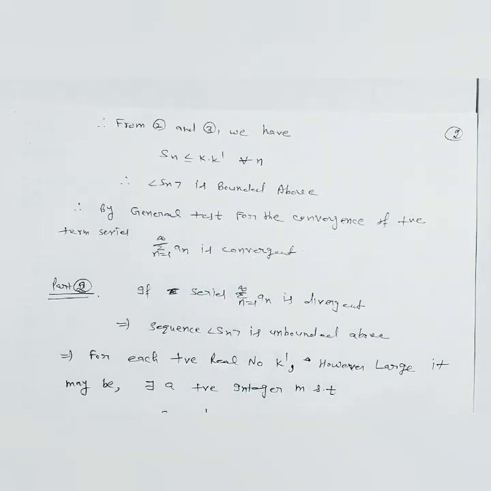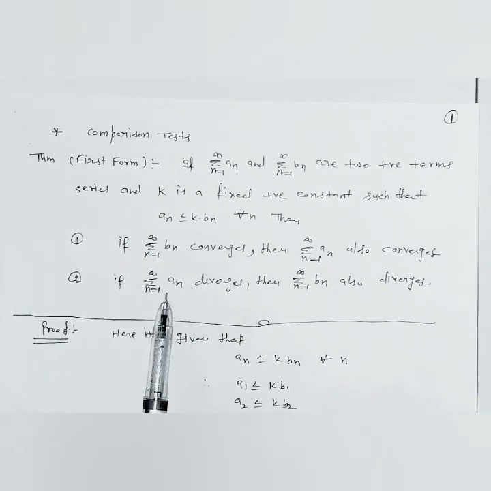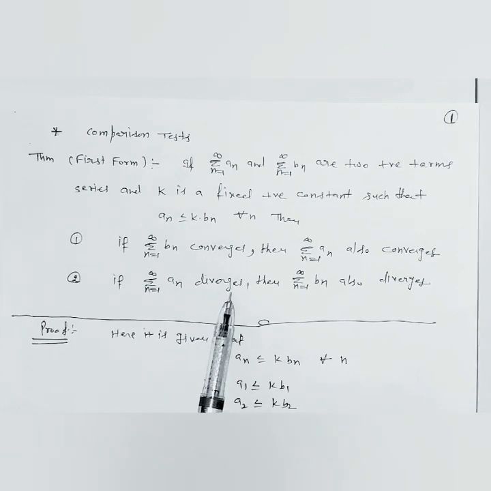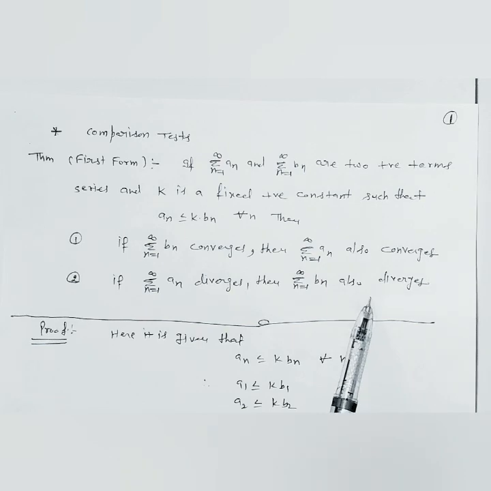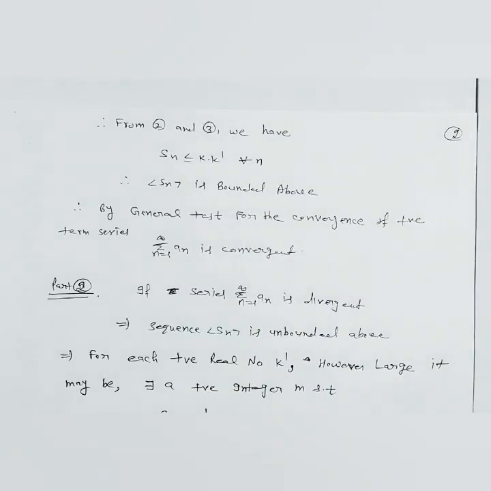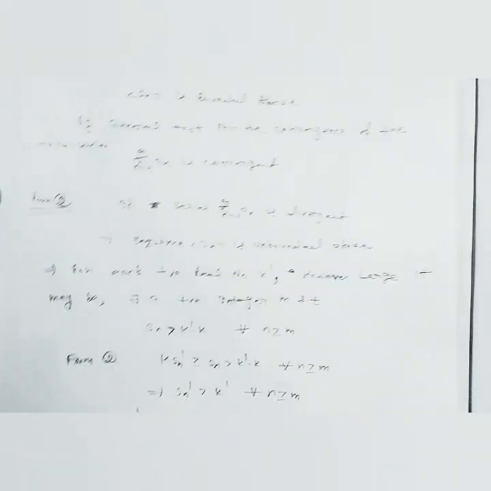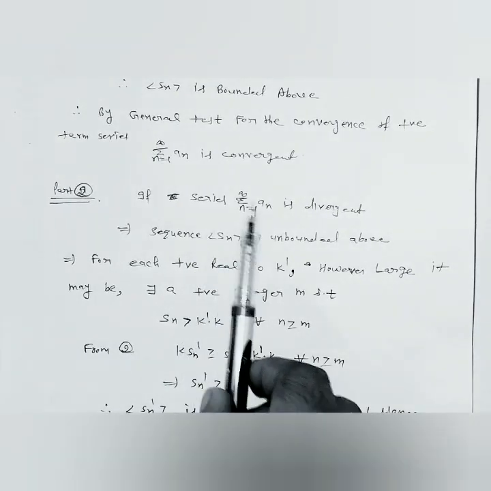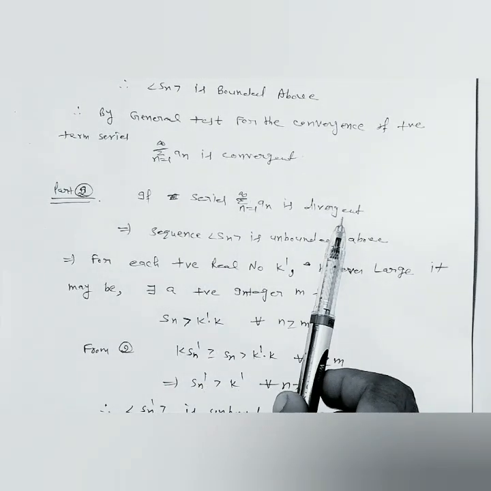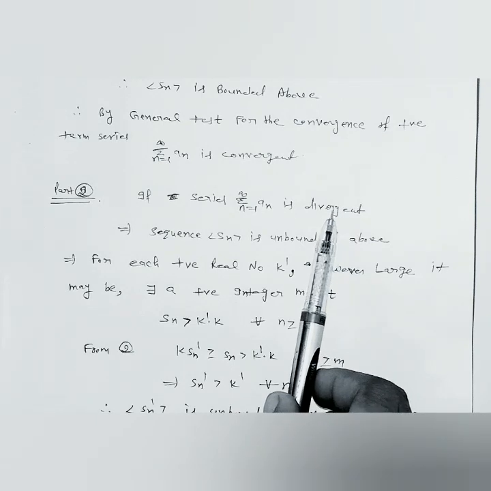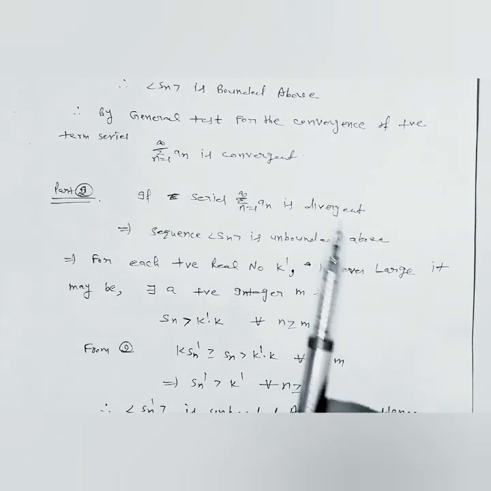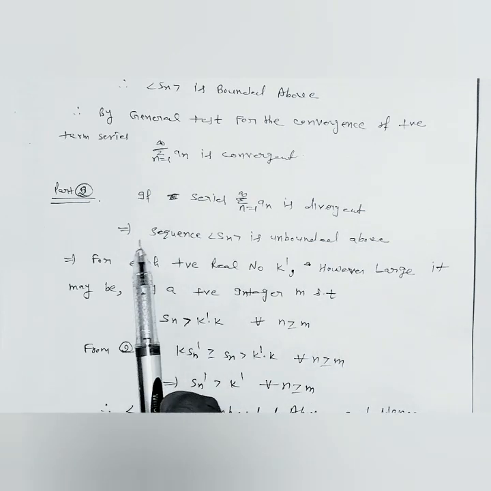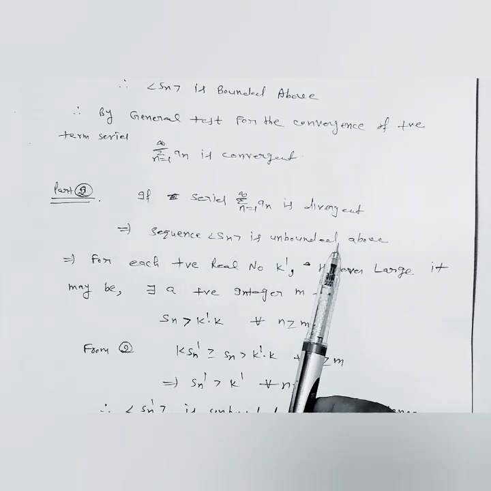Now we prove the second part. In the second part, if series an is divergent, we have to show that series bn is also divergent. To prove this, it is given that series summation an is a divergent series. If this is a divergent series, then the sequence of its nth partial sums will be unbounded above. So this implies the sequence Sn is unbounded above.